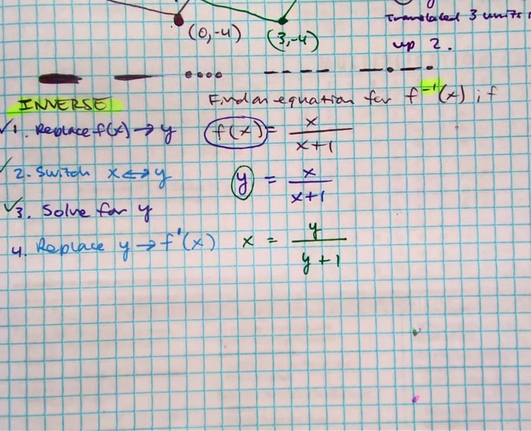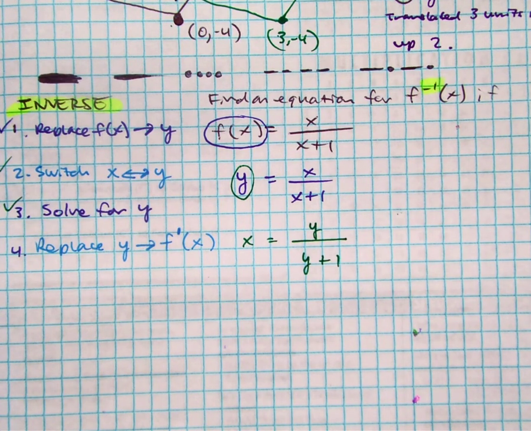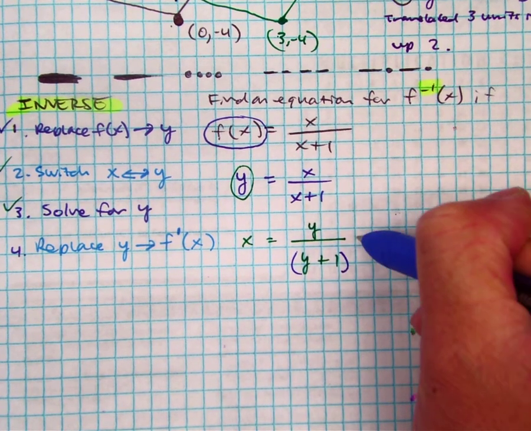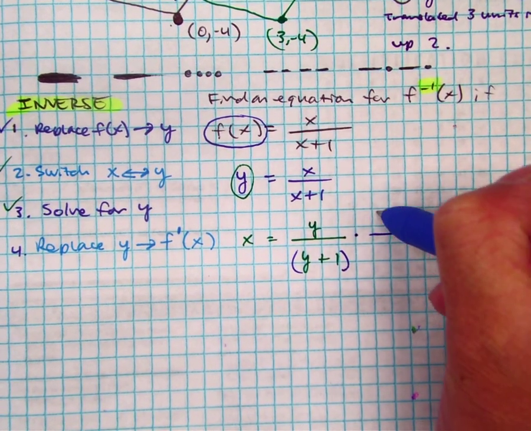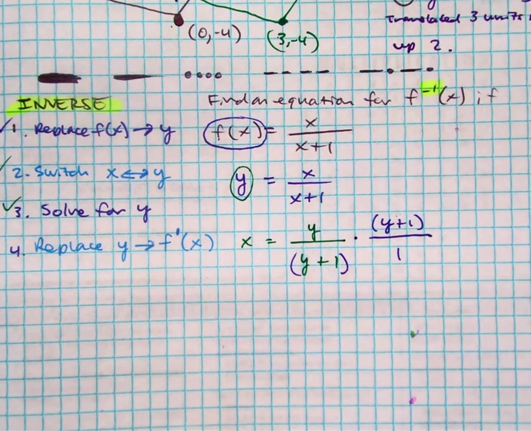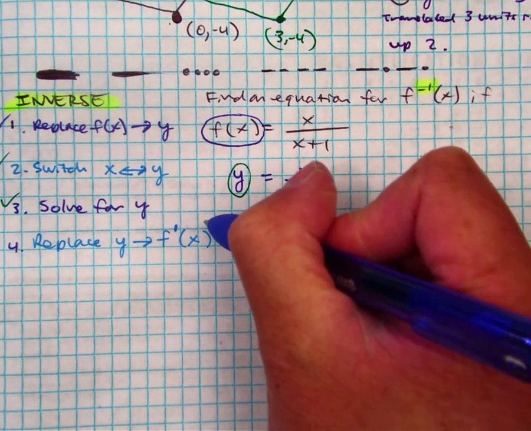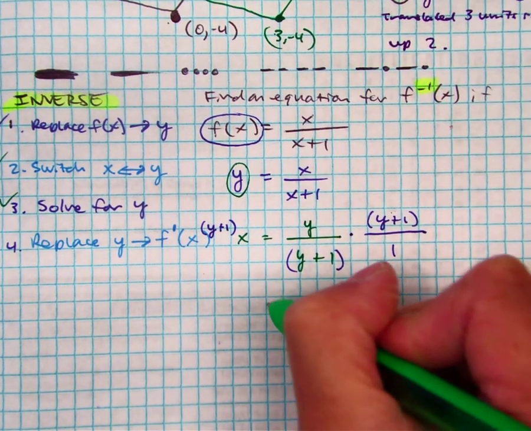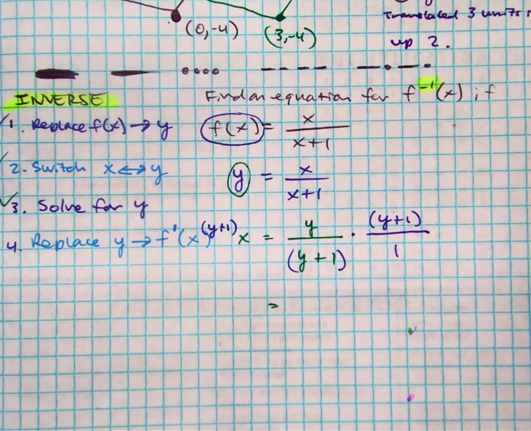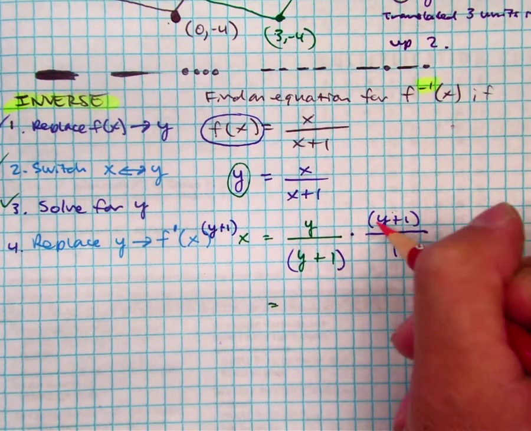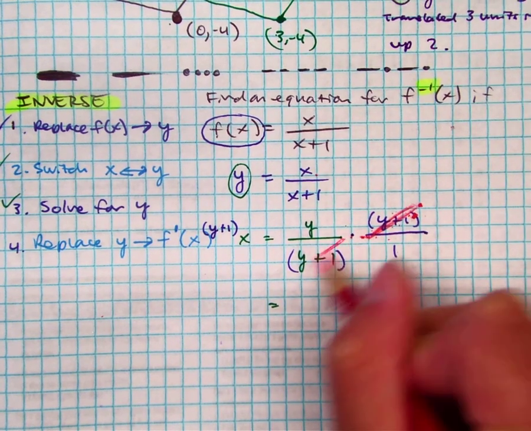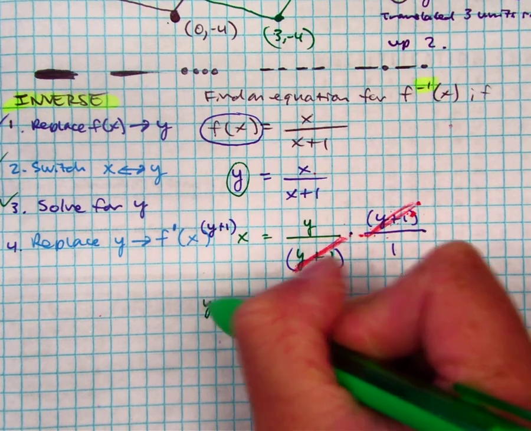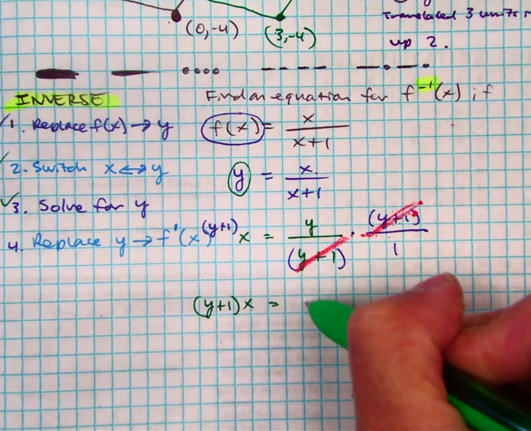So now I need to solve for x. Here I have in the denominator y plus 1. And we don't like fractions, so I'm going to multiply by y plus 1. I'm going to do that to the other side. You'll notice that this is a whole expression, and those will cancel. On this side, we're left with y plus 1 times x, and we have the y variable by itself.